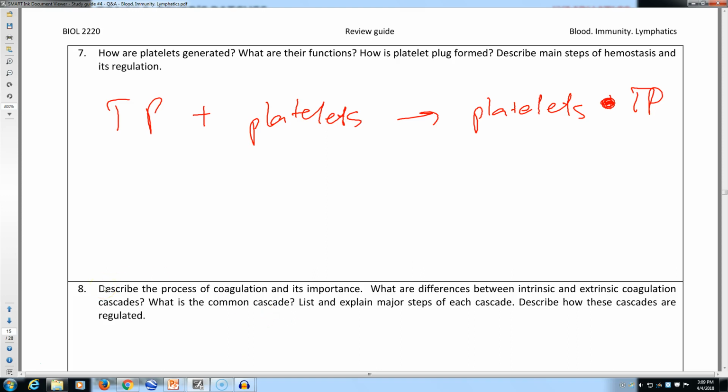So they don't stick because there's prostacyclin and nitric oxide that are produced on the endothelium. It's not damaged. Does that make sense? Good. They prevent platelet activation. So you have a platelet plug.